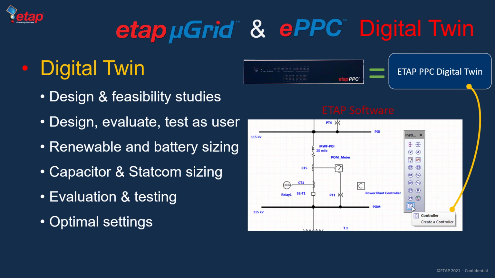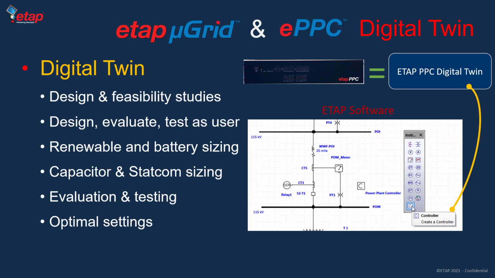The ETAP microgrid and power plant controller are based on digital twin technology. The digital twin allows us to perform design and feasibility studies, be able to go to every single component within the microgrid and be able to design it, evaluate it, and test it.